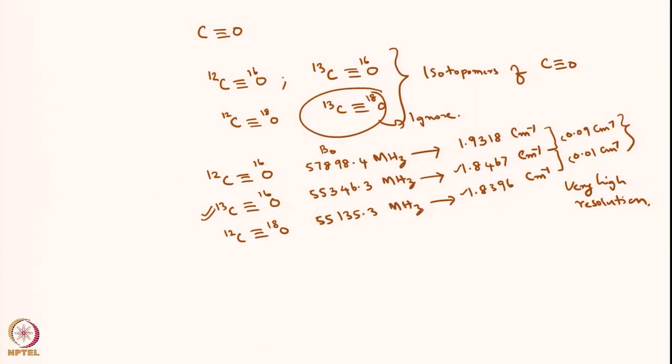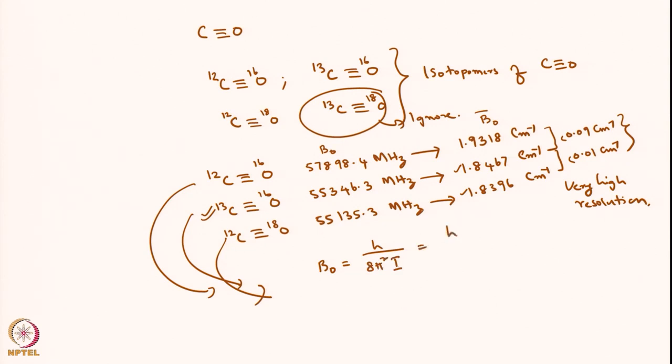Now, I can use this data to convert. I know the values of B naught. These are B naught in centimeter inverse; when you have it in centimeter inverse, it is also called B naught bar. So, I have this in megahertz and also in centimeter inverse. I can use B naught equal to h by 8 pi square I, which is nothing but h by 8 pi square mu r naught square, or B naught bar in centimeter inverse is h by 8 pi square c mu r naught square. I can use one of them and plug in the values of mu. Of course, the values of mu will keep changing.